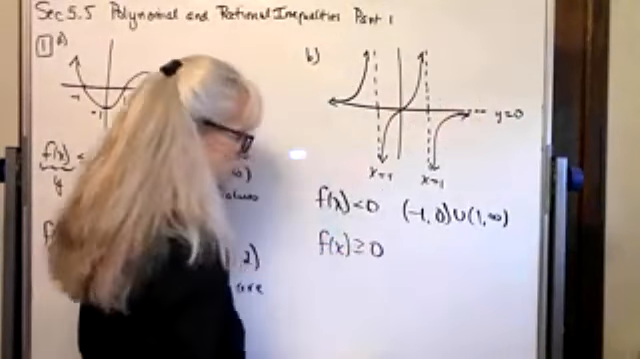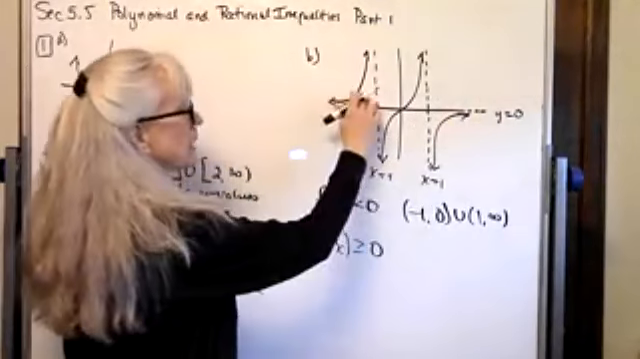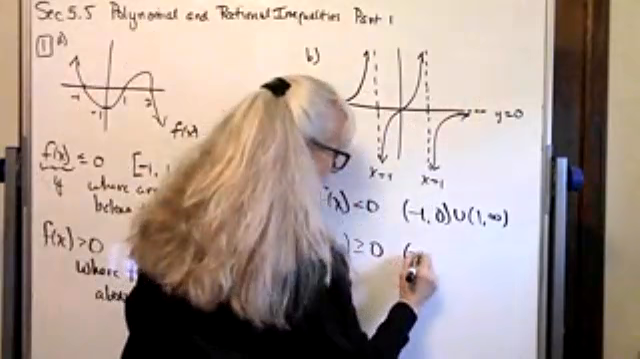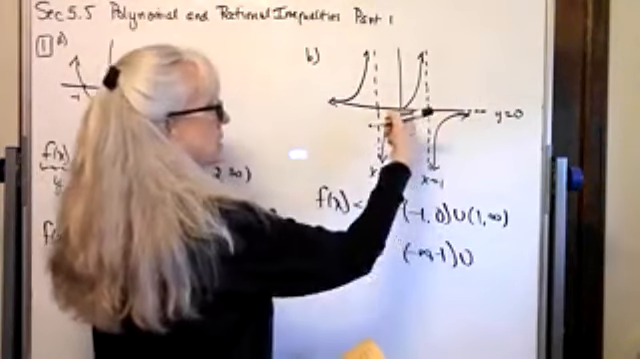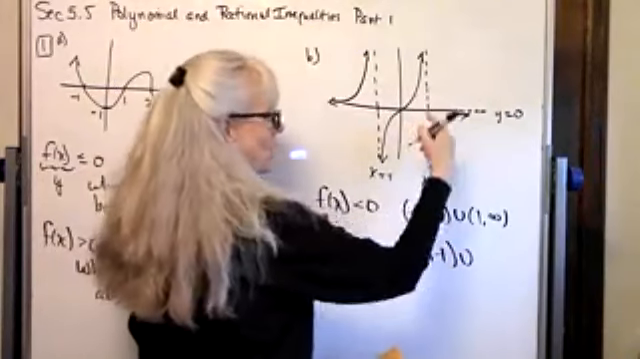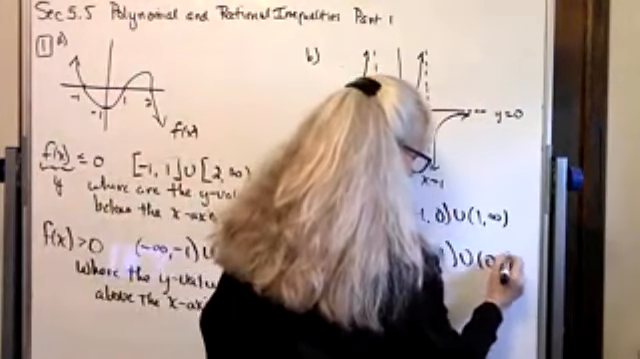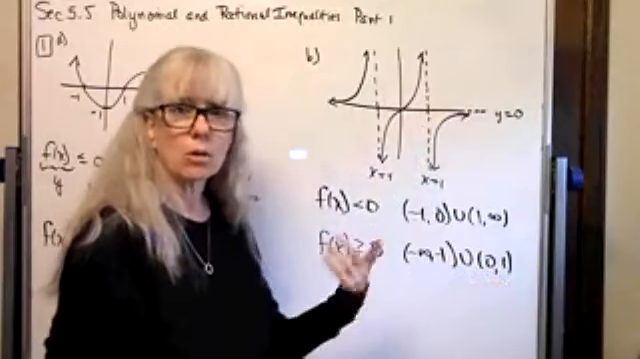So now we want to know where it's above the x-axis. Well, it's above the x-axis over here. So that would be from -infinity to -1. It's also above the x-axis between 0 and 1. Be careful, I'm sorry, between 0 and 1. So 0 and 1.